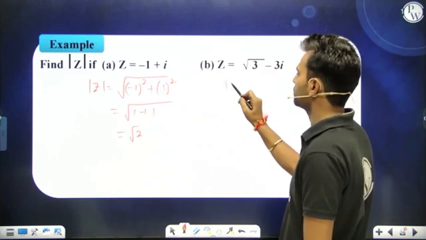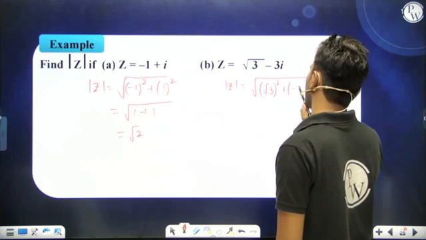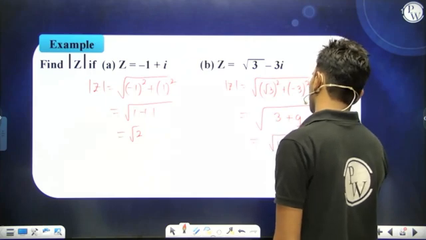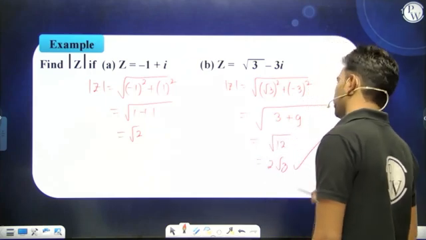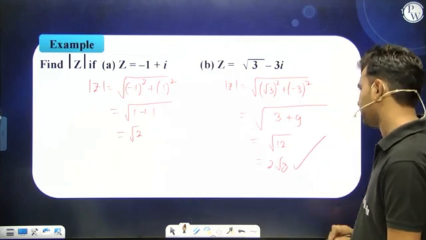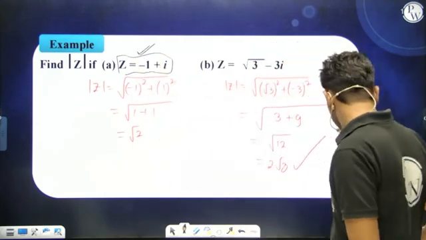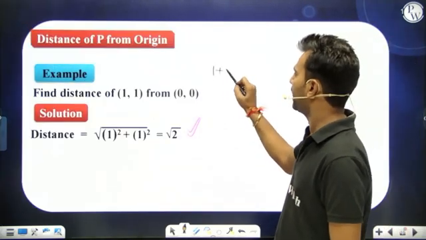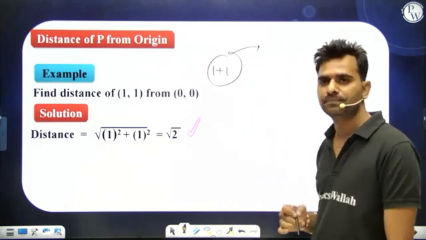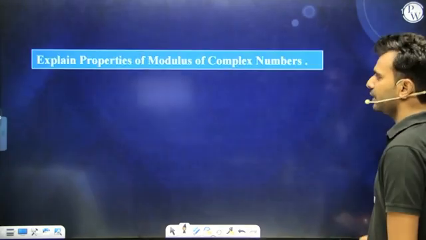Okay, talking about this, mod z is equal to under root of (root 3) whole square plus (minus 3) square. So that is going to be 3 plus 9, that is equal to root 12, and root 12 is nothing but 2 root 3. So I hope you guys are clear with finding out the modulus in this fashion. Now understand, this complex number has modulus root 2, and this complex number 1 plus iota also has modulus root 2. So there can be multiple complex numbers having the same modulus, right? I hope this point is clear to all of you guys.